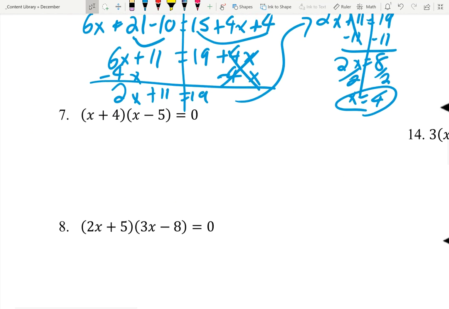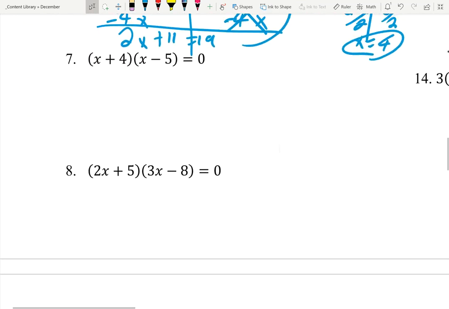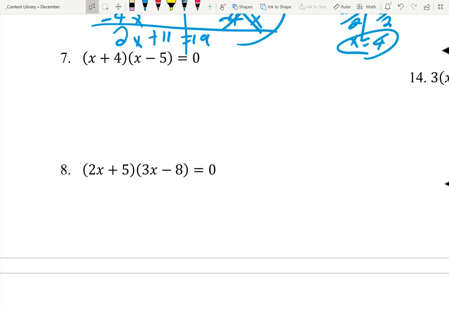Okay, number 7. Number 7 is actually a very simple problem because it revolves around the zero product property. I won't talk about the zero product property here or why. We've done this in the past. You can go watch the old notes video about it. I'm just going to work the problem out.